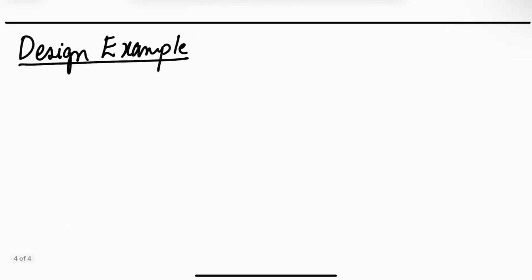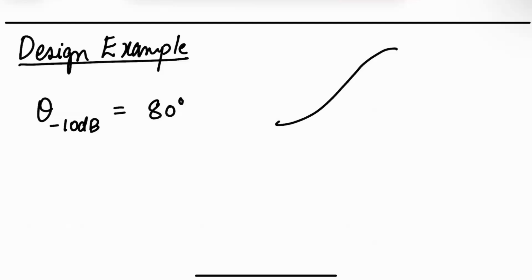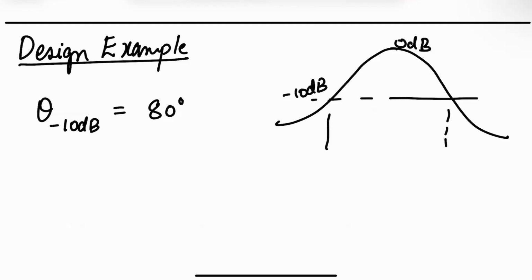So let's say I have minus 10 dB taper. That's what I want. And that's around 80 degrees. So this is the beam width of the Potter horn that we designed in one of the earlier labs. Right, so that one has a 10 dB. If you plot the radiation pattern, the directivity pattern, let's say this is the maximum normalized directivity, 0 dB, and you go down to minus 10 dB, then this beam width is 80 degrees.